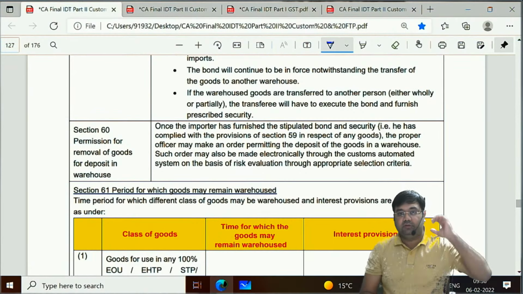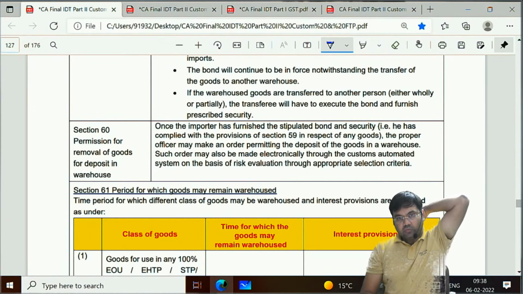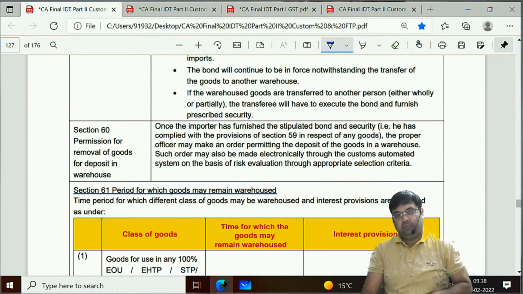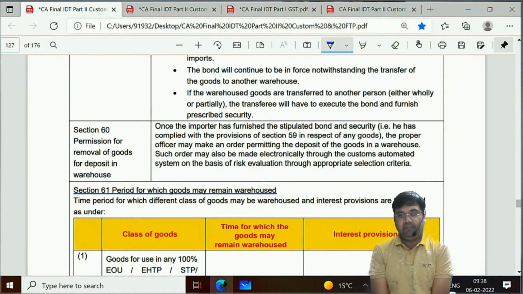warehouse goods are sold. Warehouse goods can be sold, right? Or not? Can be sold, correct? Schedule 3. Remember para 8. Schedule 3, Para 8, CGST Act. Warehouse goods if sold, what is going to happen? It is neither supply of goods nor supply of services, not subject to GST.